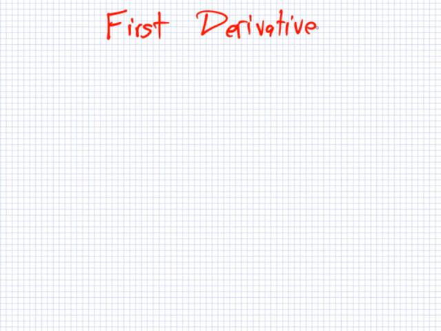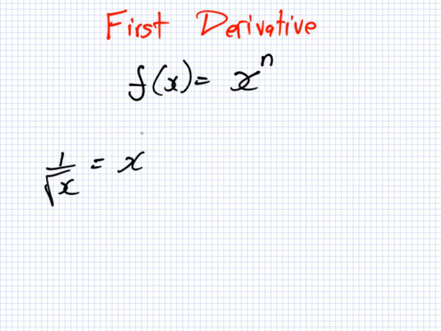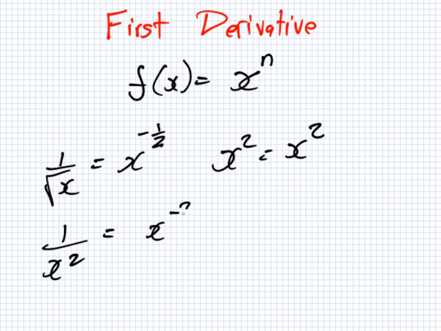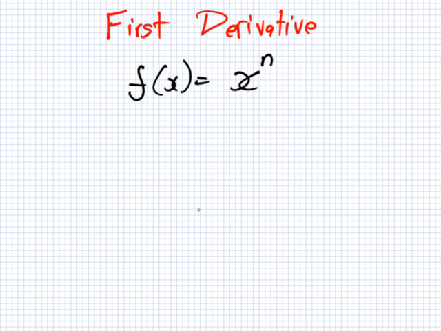Okay, so what we want to do here is, rather than using the formula every time, maybe we can find a quicker way to do it. So I'm going to imagine my function is like this, and then all we have to do is change the n for whatever problem we're doing. For example, if I had something like this, that's the same as x power minus a half. If I had something like this, of course, that's just x squared. If I had something like 1 over x squared, that's x power minus 2. So you can do a lot with this type of function. So let's use the formula and see what we get.